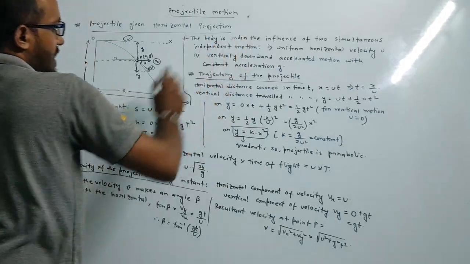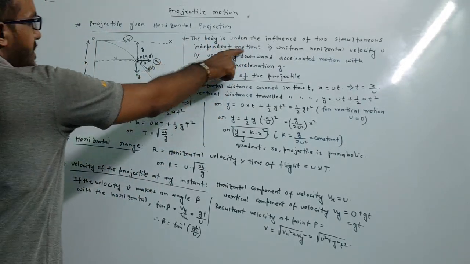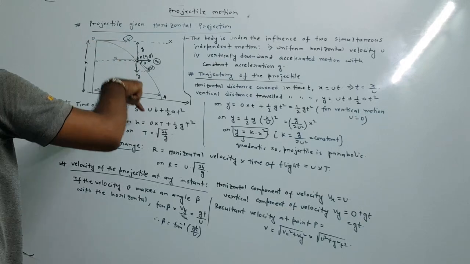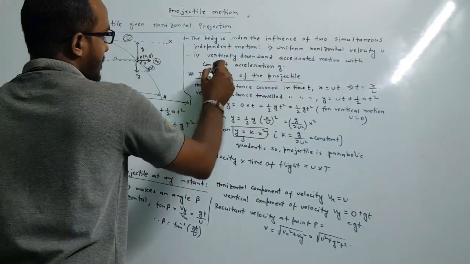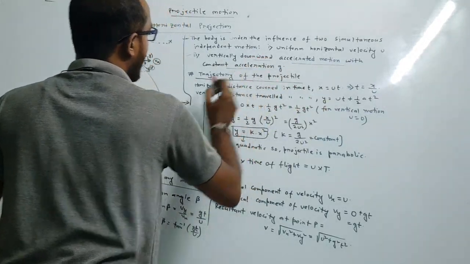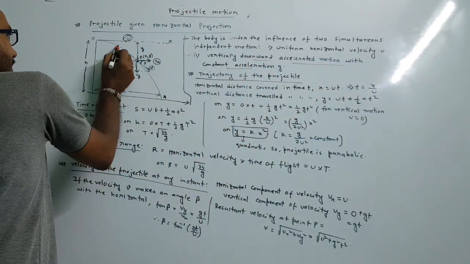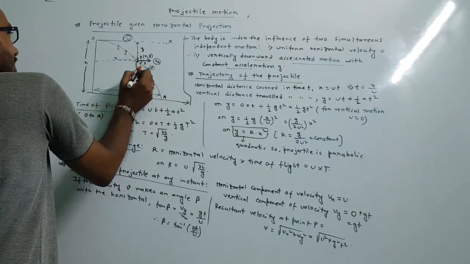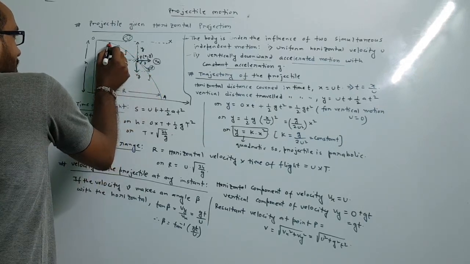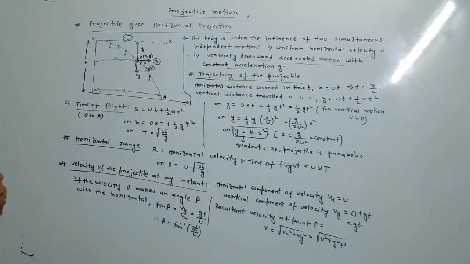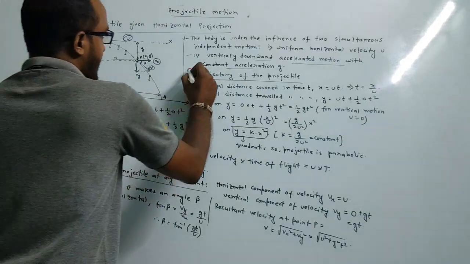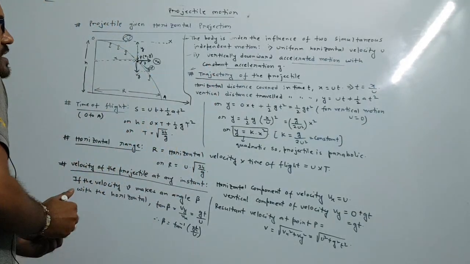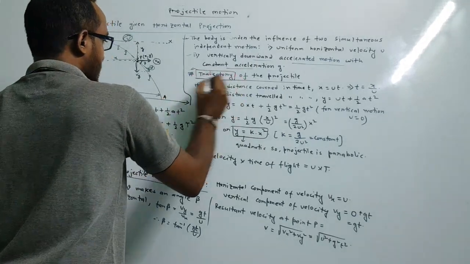The body is under the influence of two simultaneous independent motions. Number one, uniform horizontal velocity u, as you can see, and number two, vertically downward accelerated motion with constant acceleration g, because in every step there will be an acceleration towards the ground, or vertically downward. In every stage the acceleration is towards the ground. Now let us first find out the trajectory of the particle, trajectory meaning the path in which the particle will move.